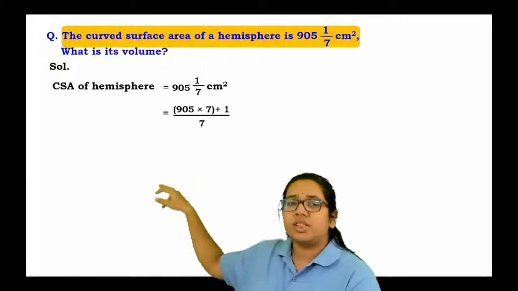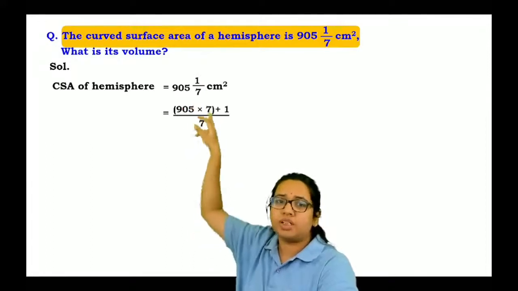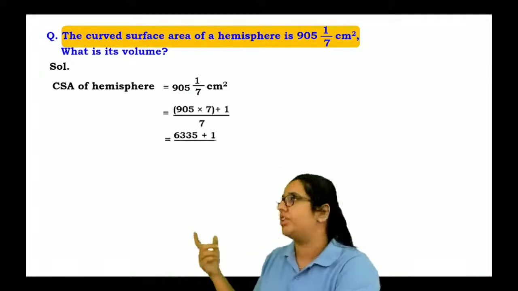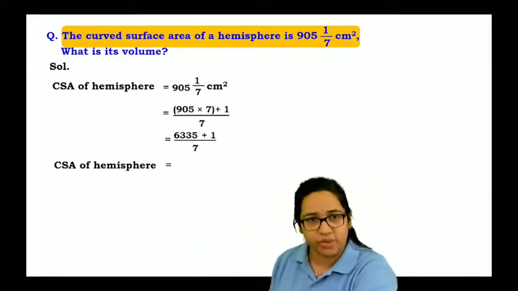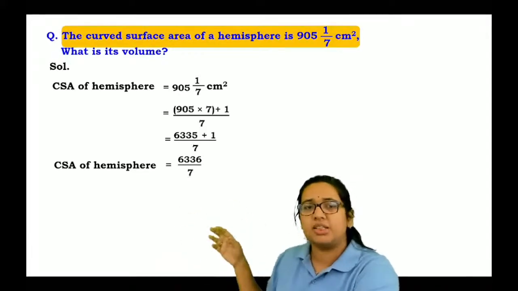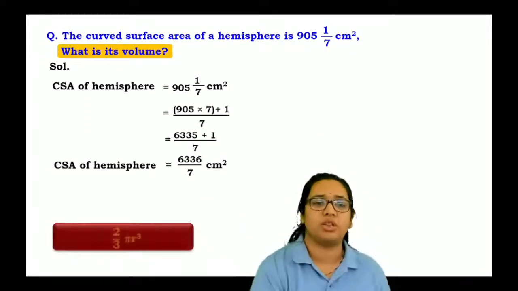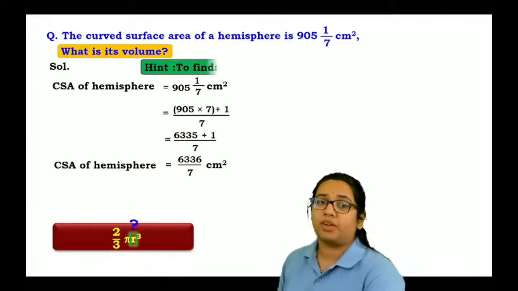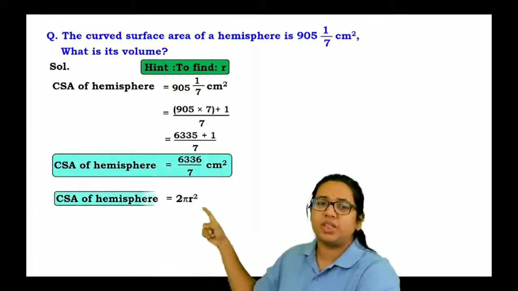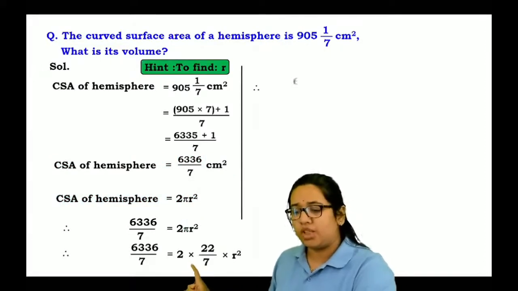So first of all, we have the mixed fraction here. For the mixed fraction, we will just do the addition, right? So it will be 905 into 7, that is 6335, plus 1 upon 7. That is, here curved surface area will be 6336 upon 7 square centimeter. We'll just equate it with the formula for the curved surface area, which is nothing but 2 pi r square. So as 2 pi r square is equal to this, equating this, we'll try to find out the value of r.